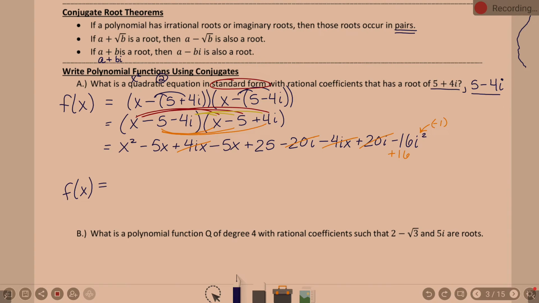Final answer: I see an x squared, so start with that. Minus 5x and minus 5x is minus 10x. And then you add 25 and 16, which replaced the minus 16i squared. 25 and 16 is 41. Is that it? That is it. That wasn't even hard.